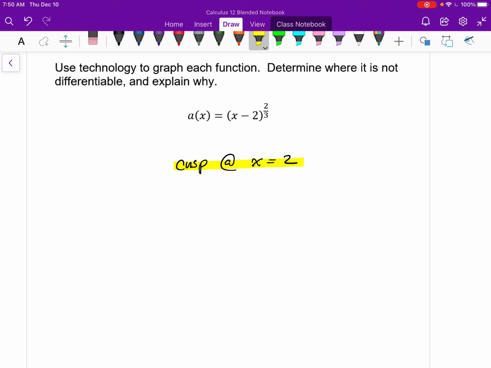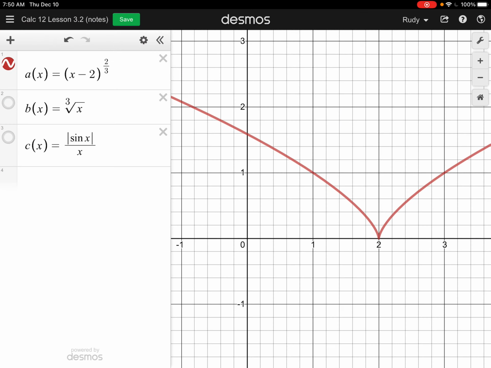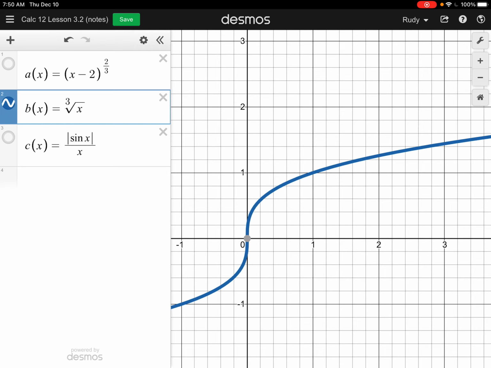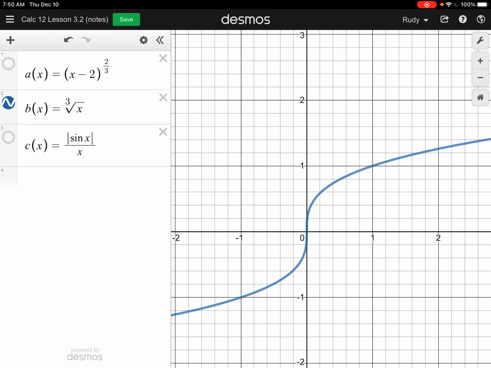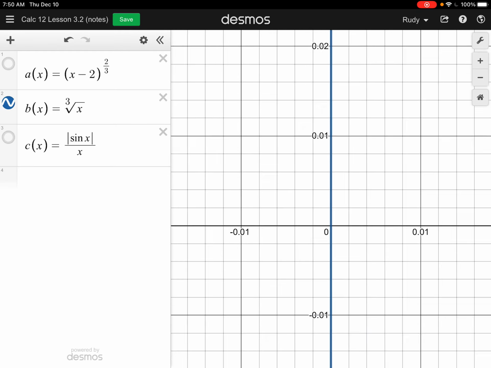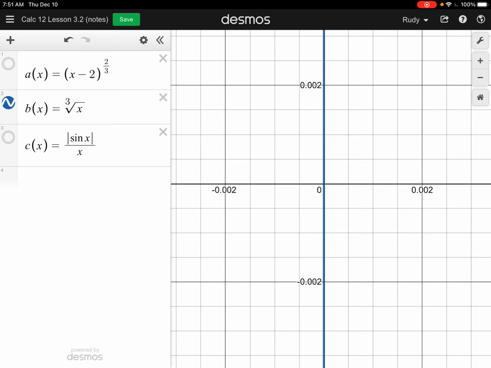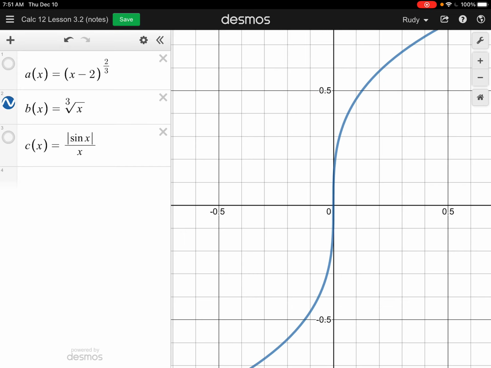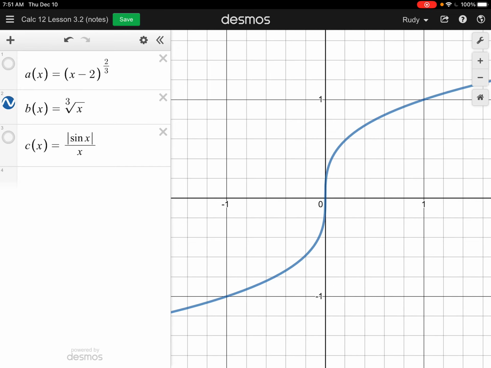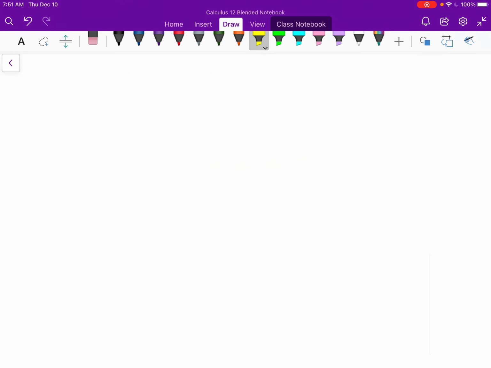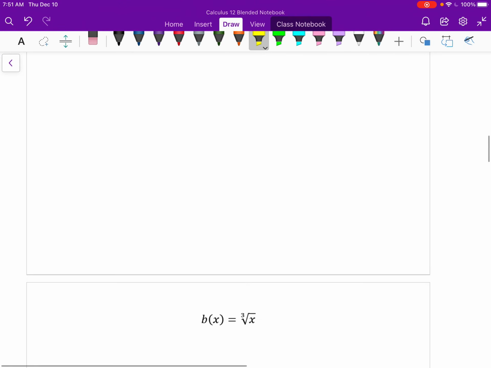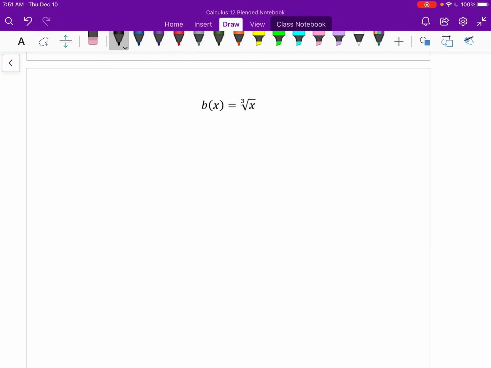All right, that's it. So let's look at the cube root of x. There we go. So what we see here is a vertical tangent at 0. And again, if I zoom in, it becomes pretty clear the tangent line is vertical at that one instant. The slope of a vertical line is undefined, so the derivative is undefined there, hence it's not differentiable. So for this one here, we have a vertical tangent.